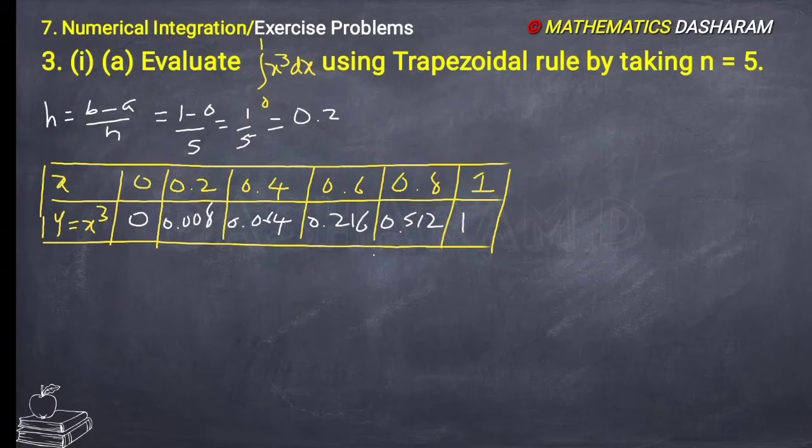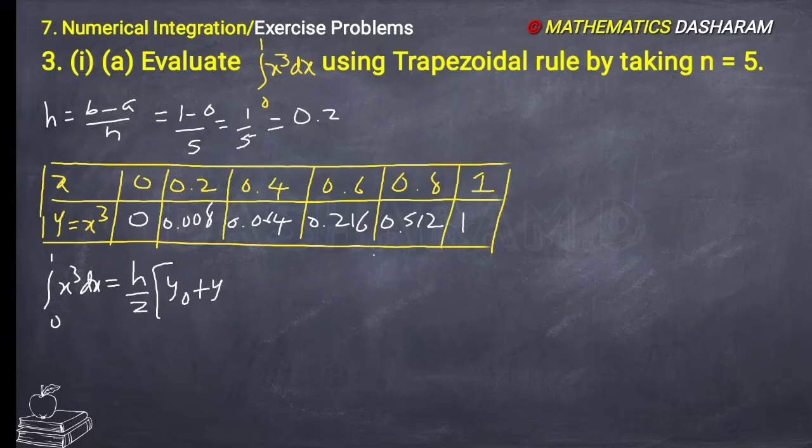So now let's find the integration of 0 to 1 x cube dx. It is equals to, the trapezoidal rule, h by 2 bracket of y0 plus y5.